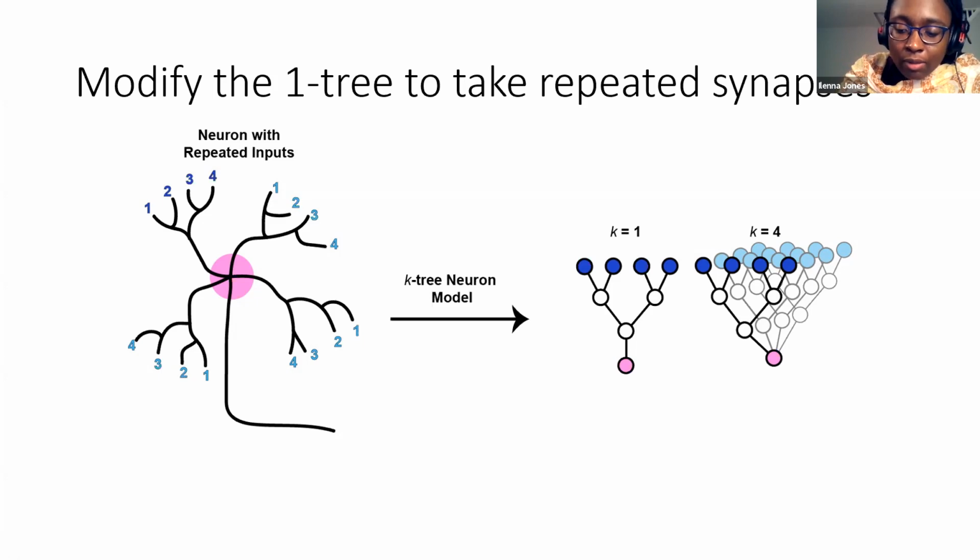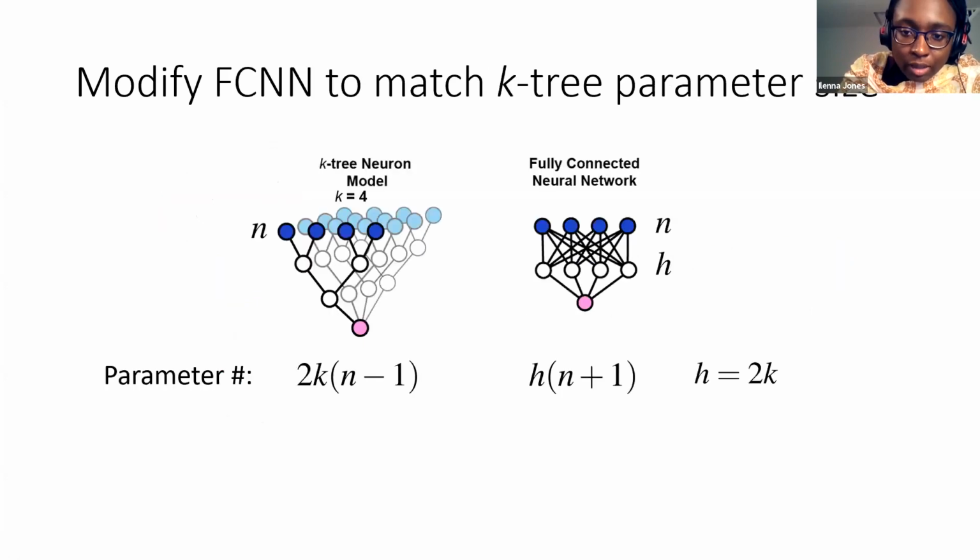So how do I deal with the fact that I'm increasing the size of the tree in my apparatus? I modify the fully connected network to match the K-tree parameter size. Using these expressions, where n is equal to the number of inputs to either the K-tree or the fully connected network, h is the number of hidden layer nodes, and k is equal to the number of subtrees: if h is equal to 2k, then the number of parameters is approximately equal.